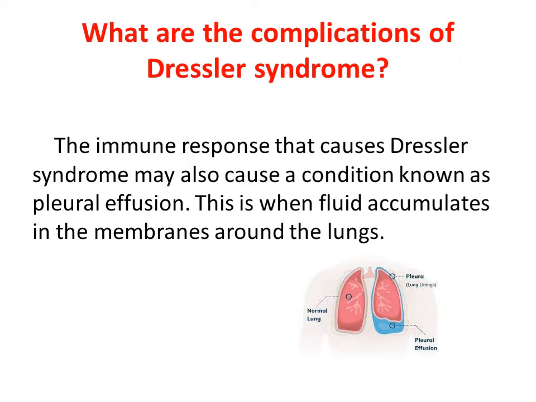What are the complications of Dressler syndrome? The immune response that causes Dressler syndrome may cause a condition known as pleural effusion, that is fluid accumulation in the pleural sac. You can see in the diagram this occurrence of fluid, that is the pleural effusion.